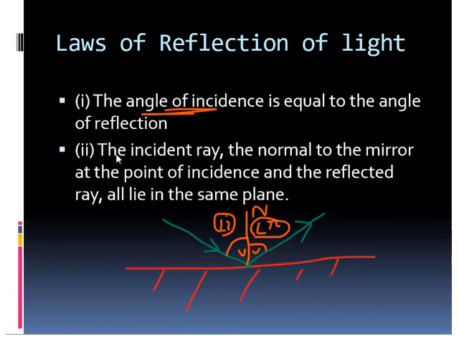Now the second law tells you that the incident ray, the normal to the mirror at the point of incidence, and the reflected ray all lie in the same plane. Here we have drawn the normal to the mirror. See, this is the incident ray, this is the normal, this is the point of incidence, this is the reflected ray. All of these lie in the same plane. So this is the second law of reflection.